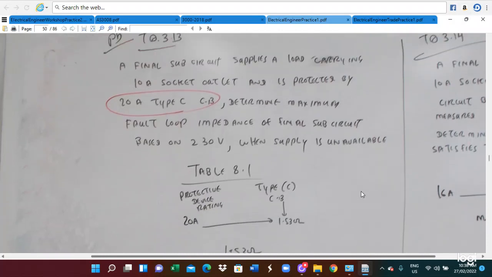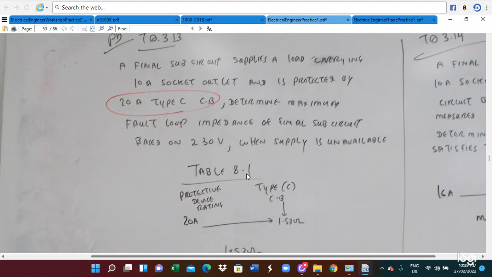So this means that the socket outlet rating is given. There is a 20 ampere Type C circuit breaker given. So the circuit breaker is Type C, and the current rating is 20 ampere. So we have to find out the fault loop impedance.